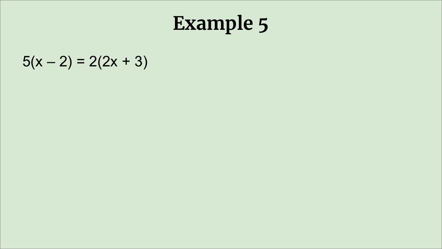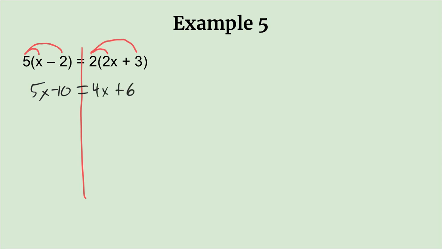All right, our last example, we're going to distribute this 5 out. So it's 5 times x, 5 times -2. Also do that with the 2 to the 2x, 2 to the 3. So we get 5x minus 10 equals 4x plus 6. Subtract 4x from both sides. We get x minus 10 equals 6. Add 10 to both sides. X equals 16.